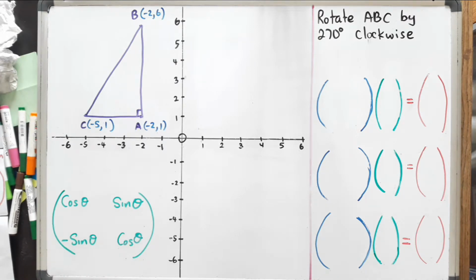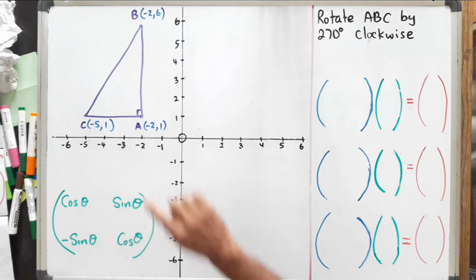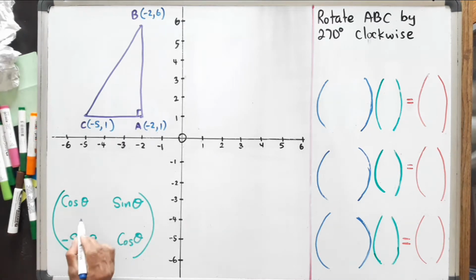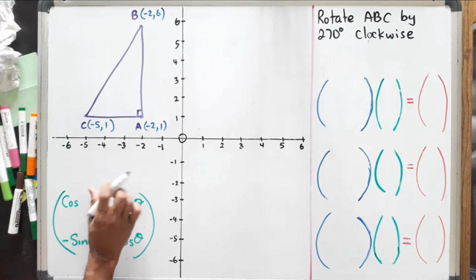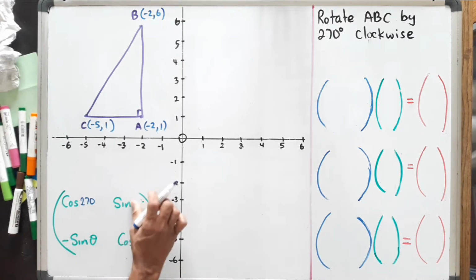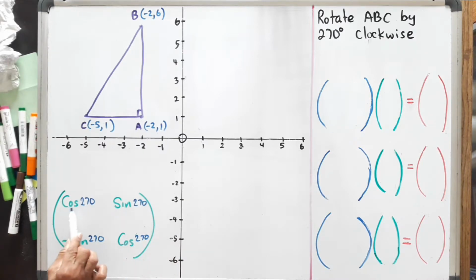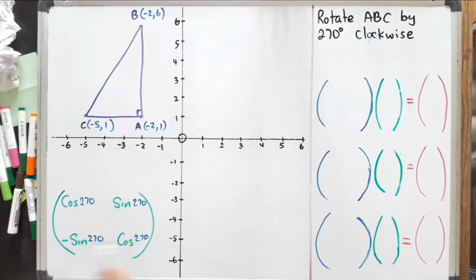So what we need to do is take this formula and multiply it by each point. But there's a little problem. We need to simplify this formula first. They told us to rotate it by 270 degrees, which means we need to replace all the thetas with 270 degrees first. Right? So replace all of them with 270. And all we need to do is punch this in our calculator and we'll get a number. And the same goes for the other two.